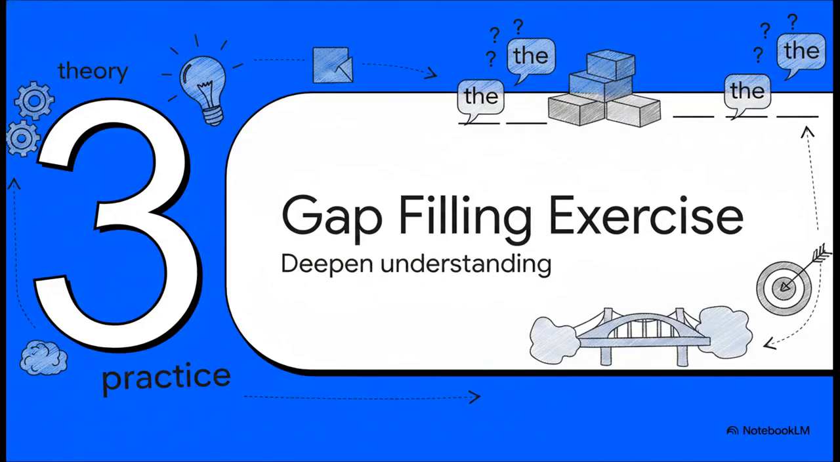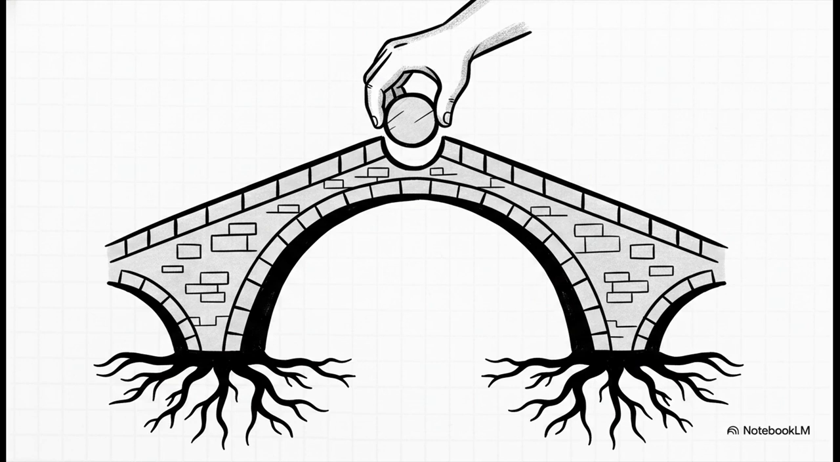Section 3, Gap-Filling Exercise. Manu ends the lesson with a gap-filling exercise that's specifically designed to, in her words, deepen your understanding. Because let's be real, listening to a bunch of complex rules about when to omit the is just passive learning. But staring at a sentence with a blank space and being forced to make a definitive choice on your own, that is active learning. That is exactly how grammar transfers from your short-term memory straight into deep, long-term instinct.